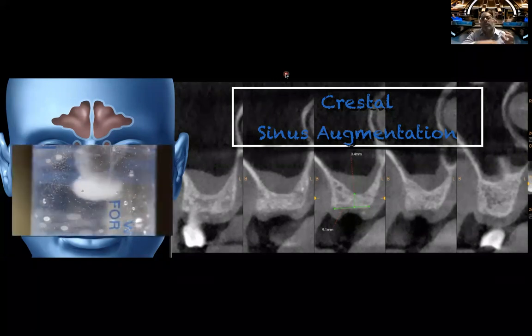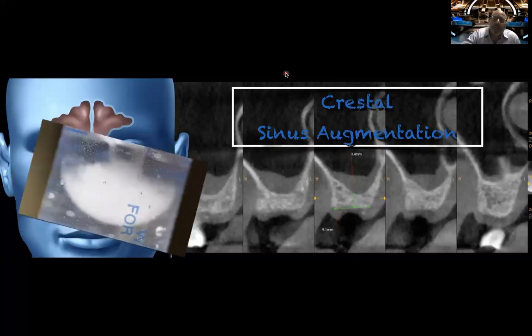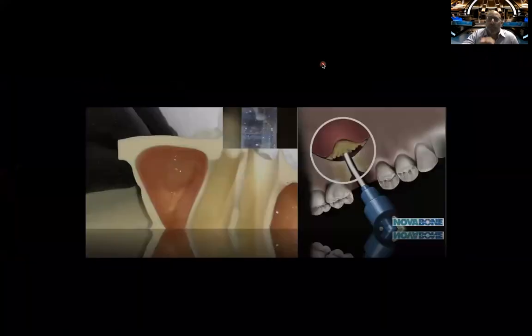osteodensification. And osteodensification is basically a reverse drilling concept. And if we can take that concept, which we have, and we flip it upside down, we can help to try to elevate the Schneiderian membrane in a crestal fashion instead of going in that lateral modality.